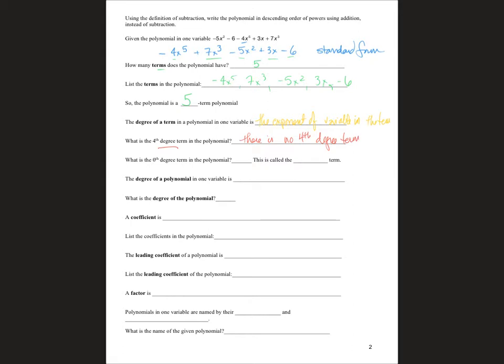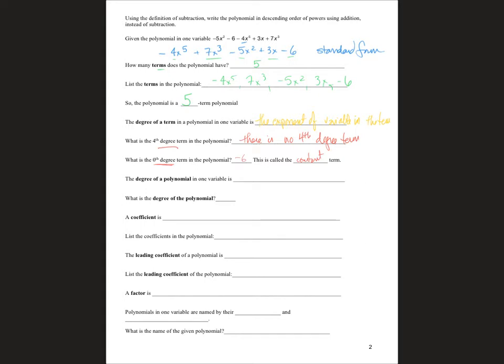What about the 0th degree term in the polynomial? The 0th degree is x to the 0 power. Well, we know that's connected to the 6, because x to the 0 power, if x is not equal to 0, equals 1. So the 0th degree term is negative 6. And this is, again, called the constant term.